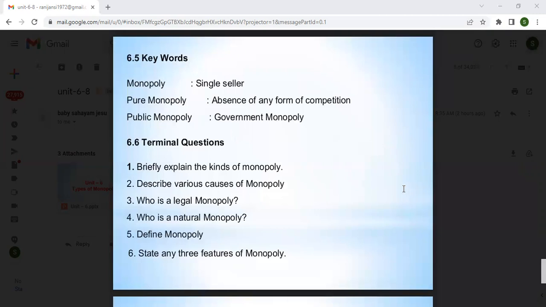So, some important terminal questions also from this unit. Briefly explain the kinds of monopoly. Describe the various causes of monopoly. Who is a legal monopoly? Who is a natural monopoly? Define monopoly. State any 3 features of monopoly.